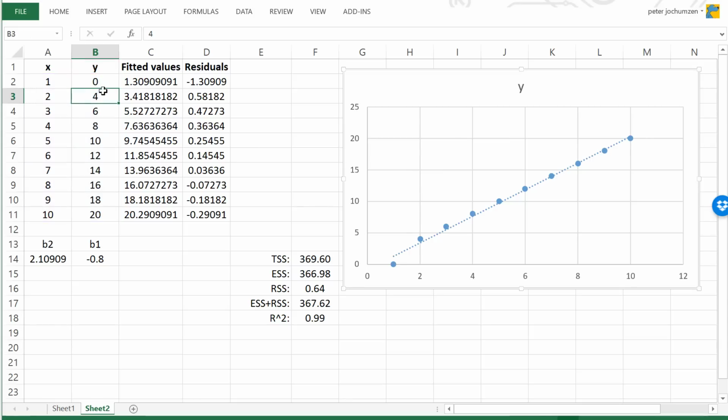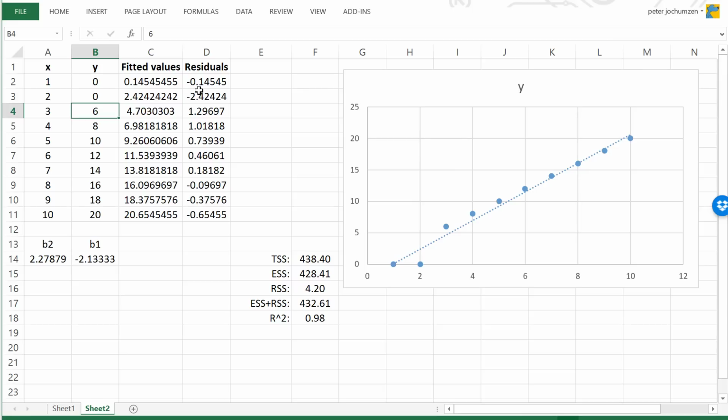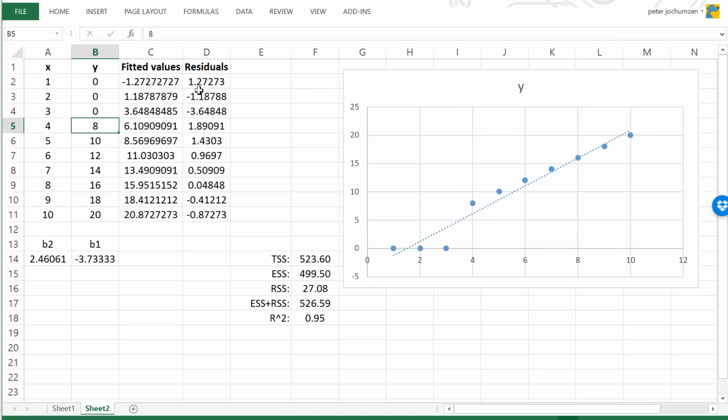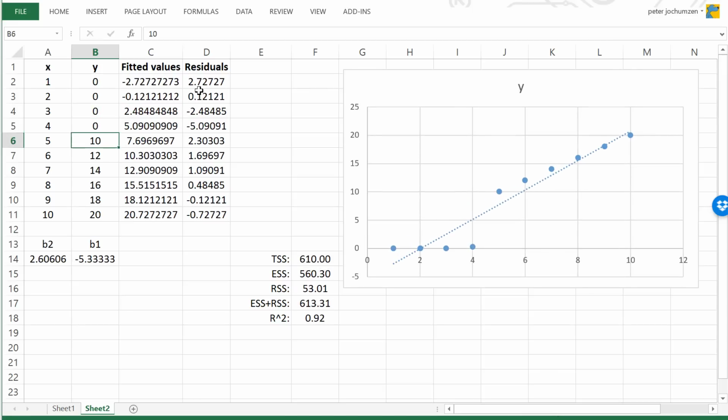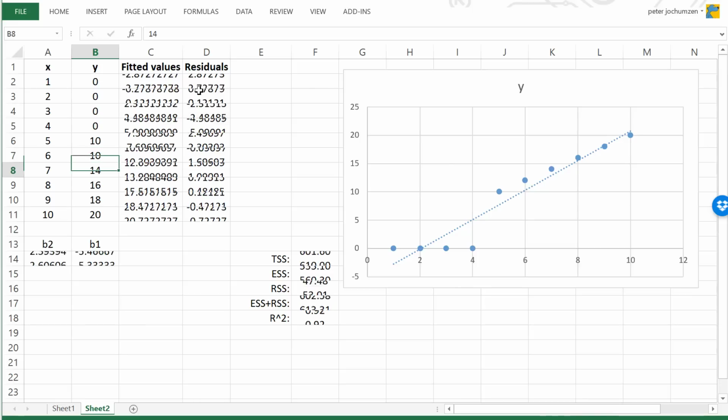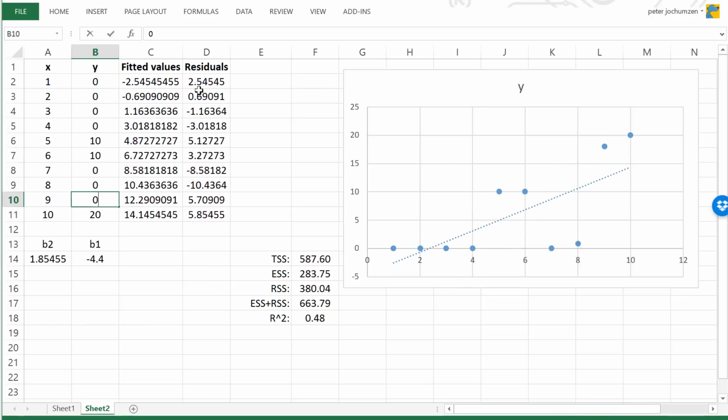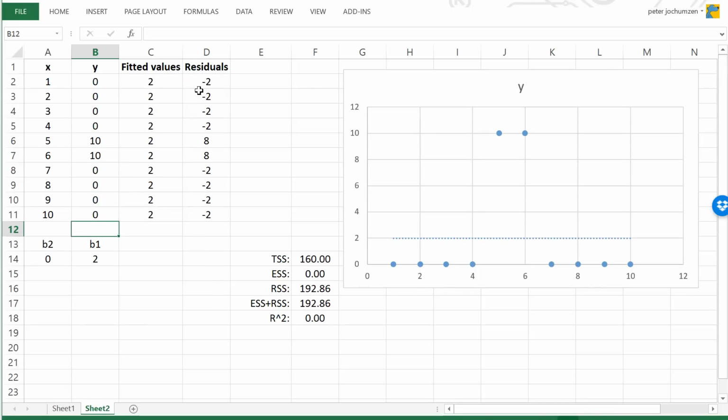So let's keep on changing a couple of these. So let's do 0, 0, 0. Let's keep this at 10. Move this as well to 10. So we have 2 at 10, and then take these down to 0. And you can see now that I've gone all the way down to an R square of 0.